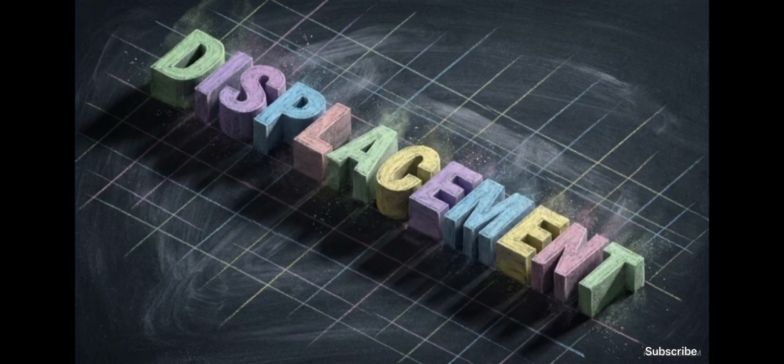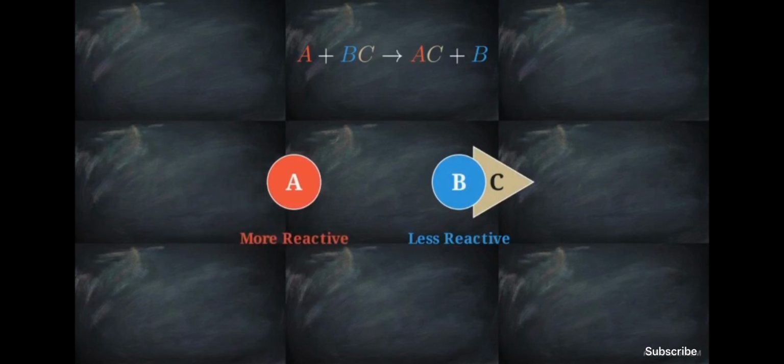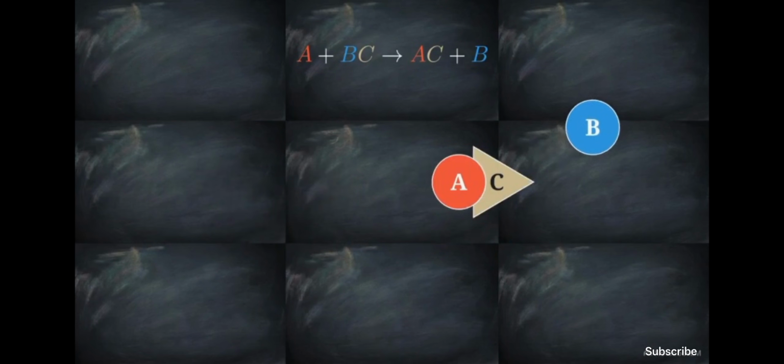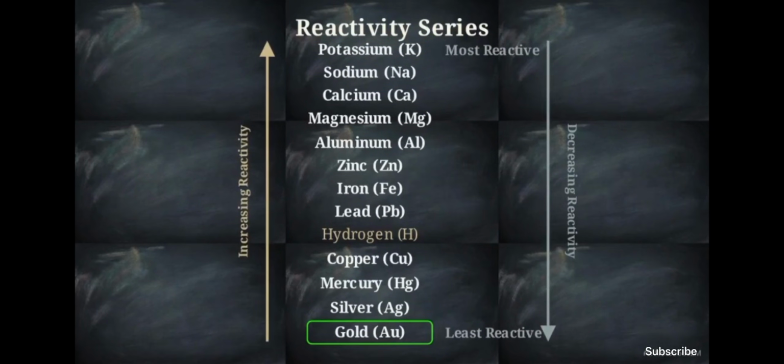Beyond merging and fracturing, matter also undergoes structural reorganization through displacement. In single displacement, a more reactive element forcefully usurps the position of a less reactive element within a compound. Whether a displacement occurs is determined by the reactivity series. This is a rigid hierarchy that dictates which elements possess the thermodynamic potential to displace others.